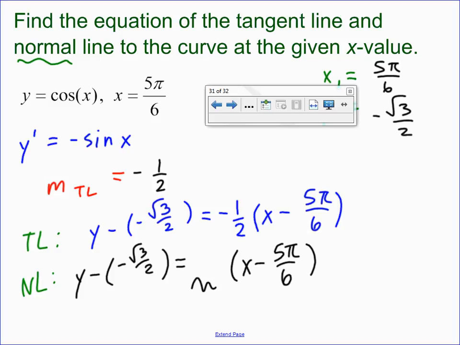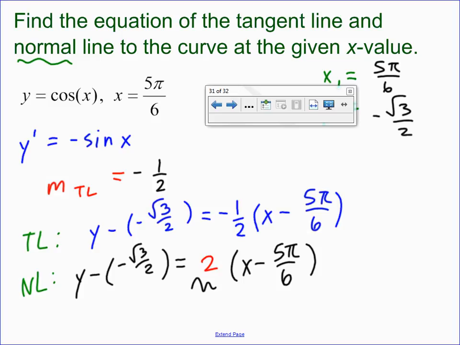So how are the normal line and the tangent line related? Sophia? The slopes are opposite. The reciprocal, the opposite reciprocal. Absolutely. So we flip it and change the sign. So the opposite reciprocal of negative 1/2 would be what? Positive 2? Yeah!